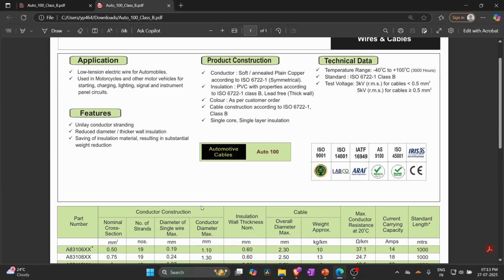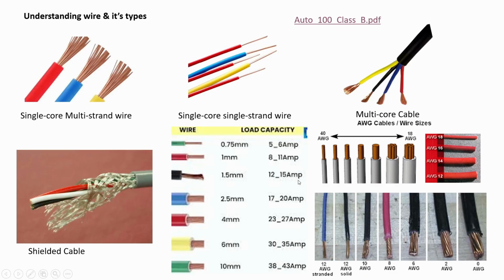So these are the important factors for selecting wires and understanding its types. Thank you.